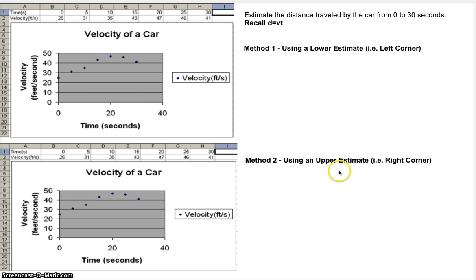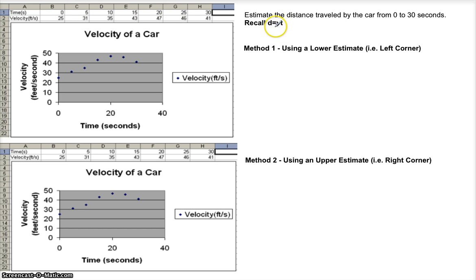We're going to solve this problem 4 different ways, and these 4 methods you need to know for the AP exam. So let's start. The first method is called the left corner method, because to determine the distance for each interval, we're going to multiply the velocity times the time. Now, the time is not going to change because there are 5 second intervals all the time, right? 5, 10, 15, 20, and so on.